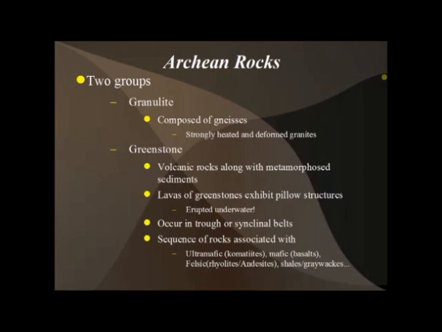The overall structure of these greenstones occurs in troughs or synclinal belts. They've been folded, and there's a sequence, an association of these rocks, where there's ultramafic rocks at the base, mafic rocks above that, felsic rocks above that, and then the shales, the graywackes, the pillow lavas, the pyroclastic material above that as well. So this all suggests or gives us some insight on how they're formed.